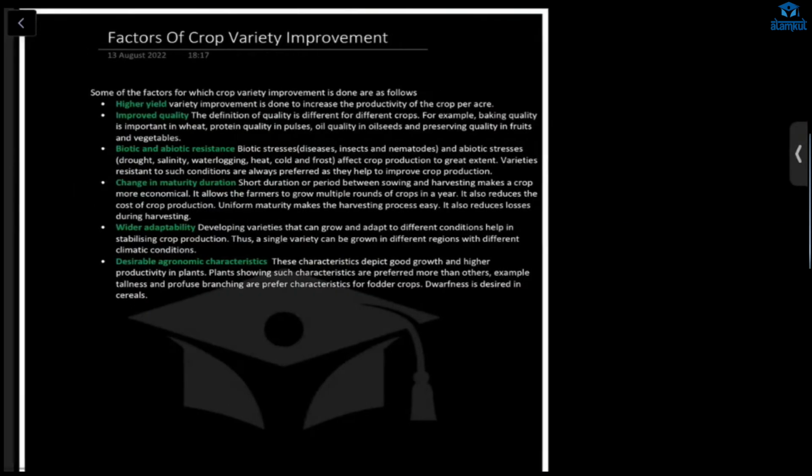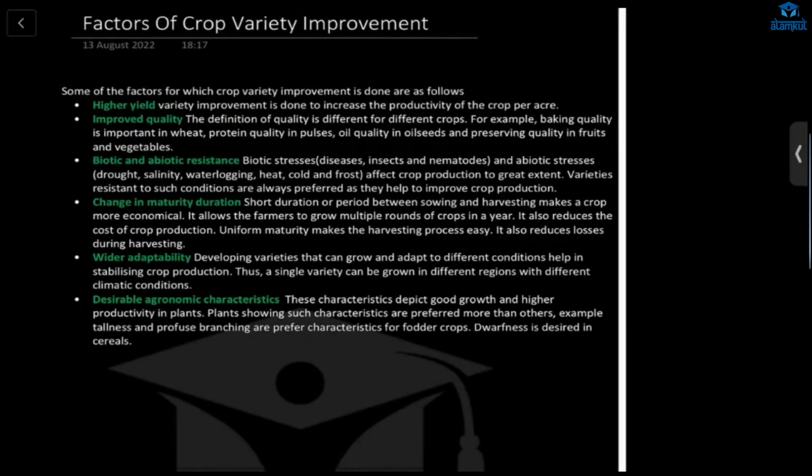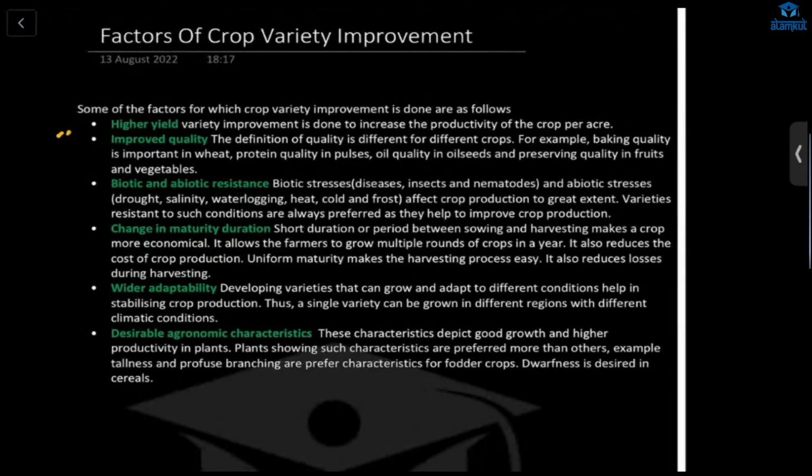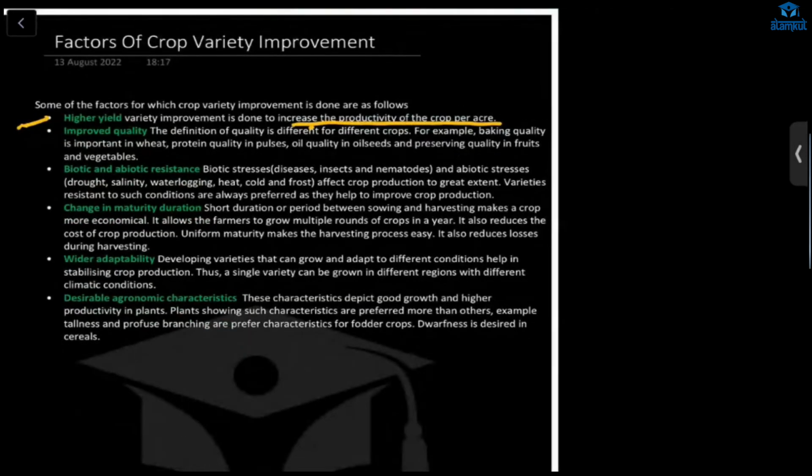Okay, so factors of crop variety improvement. What are the factors? First is higher yield. Higher yield variety improvement is done to increase the productivity of crop per acre. Why do we need higher yield? So that in a small area we can plant more crops. So the crops which have more yield are selected, right?